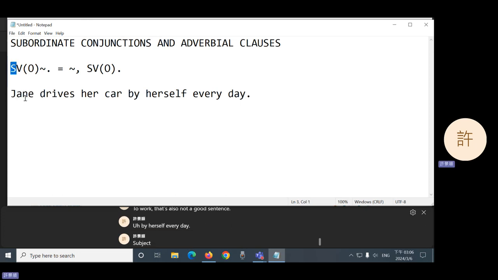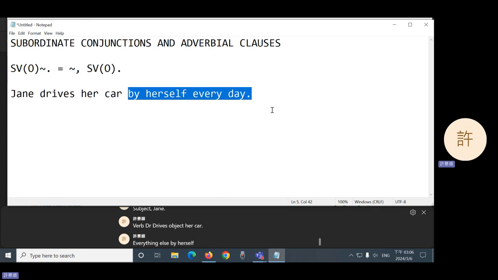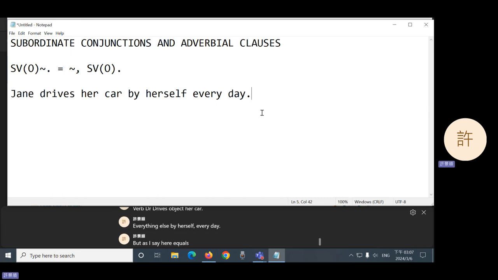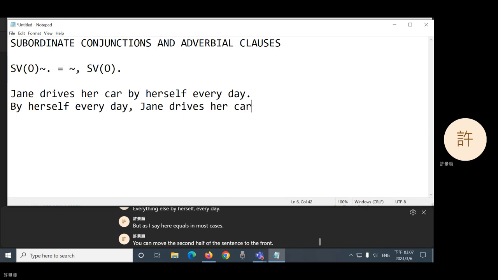Subject, Jane. Verb, drives. Object, her car. Everything else, by herself every day. But as I say here, equals, in most cases, you can move the second half of the sentence to the front. And the grammar will be exactly the same. The meaning will be slightly different. If you move the back things to the front, you are emphasizing those things.